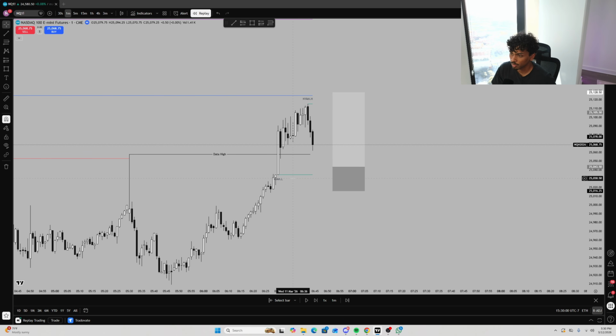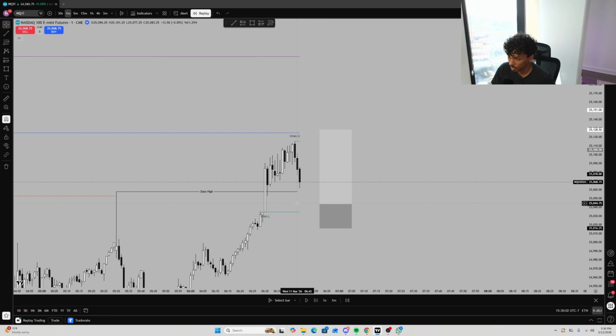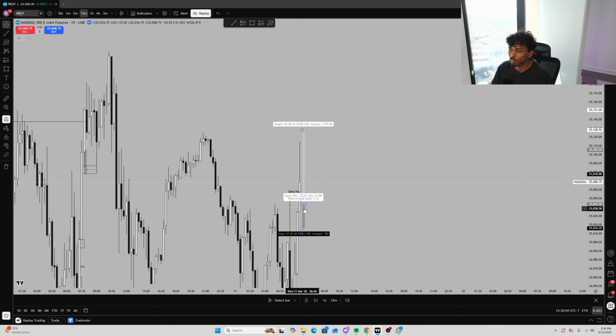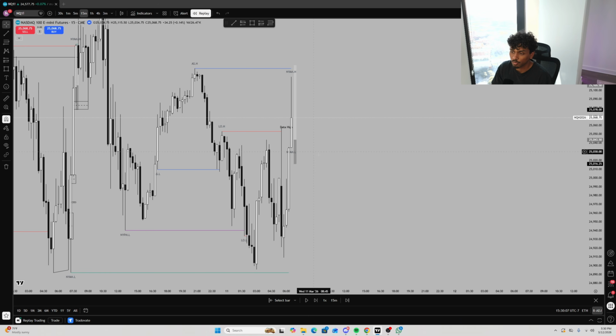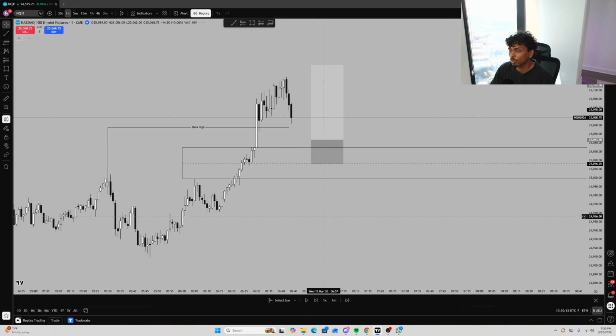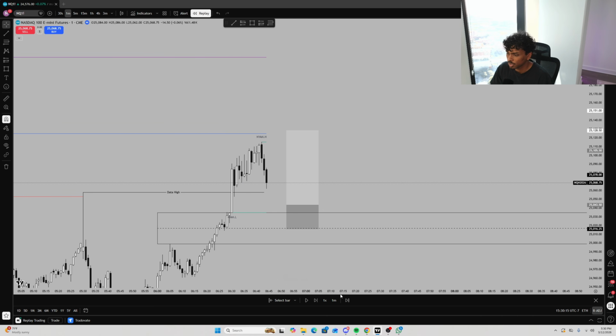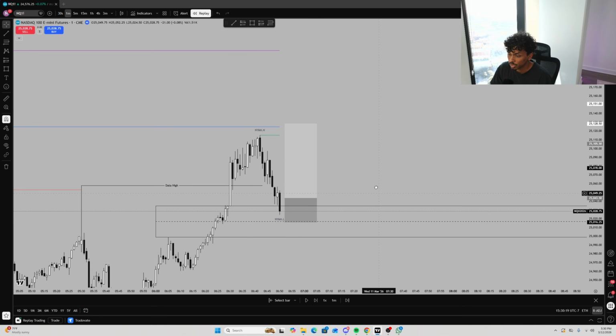So we manipulate, and then we have accumulation right here, and then now we want to retrace into a fair value gap, right? What is that overall fair value gap that we retrace into? So we have this 15-minute gap right here, or I think we retrace into a 5-minute, something of those sorts. Yes, we retrace into this 15-minute gap right here that I marked out.